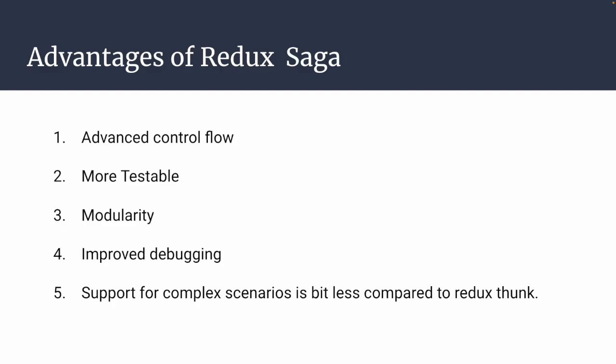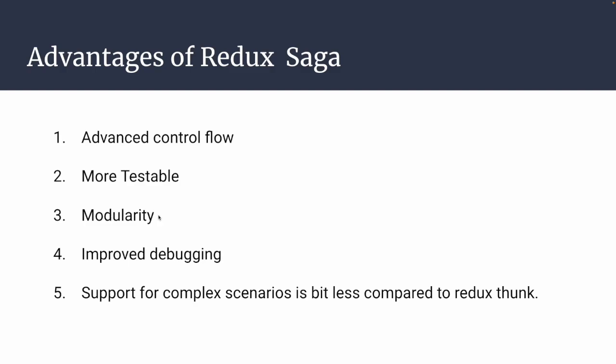And there is one more problem in Redux thunk, that is callback hell. There may be a chance of creating callback hell when you have complex API calls or dependent API calls. In that case, Redux Saga helps us a lot. And whenever you are writing something in Redux Saga, it is easy to test. That means we can write unit tests easily in Redux Saga compared to thunk.